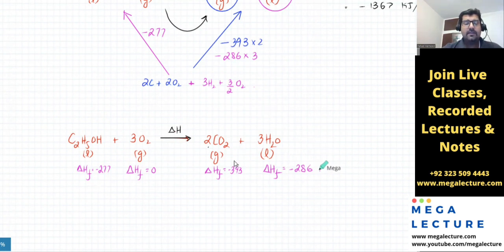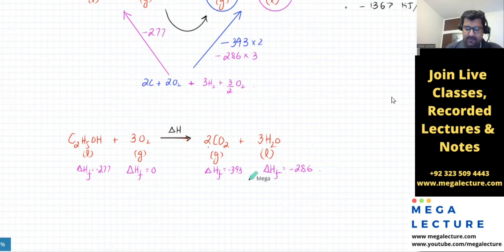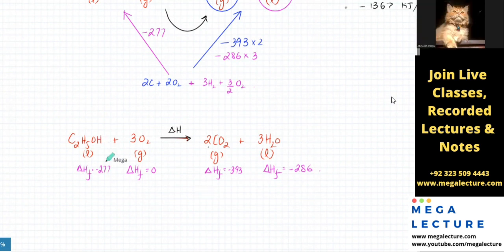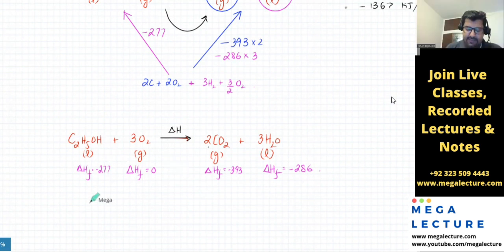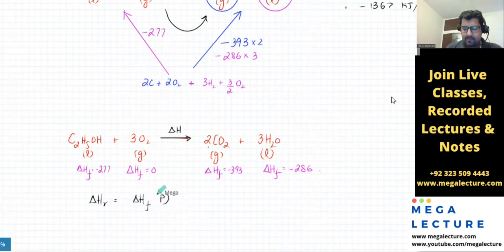So all you have to do now is, because enthalpy of formation is for 1 mole, right? You have 2 moles of carbon dioxide. So what is the formula? This is how we're going to use the formula. Forget the equation, don't write the equation, don't do all the working. The answer is going to be direct. So what was the formula? The enthalpy change of this reaction is going to be the enthalpy of formation of the products minus the enthalpy of formation of your reactants.